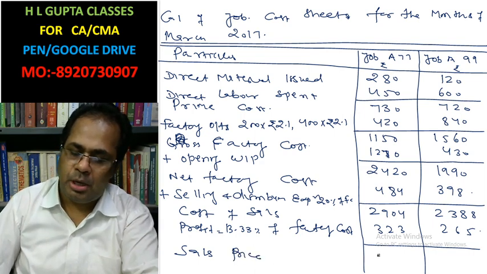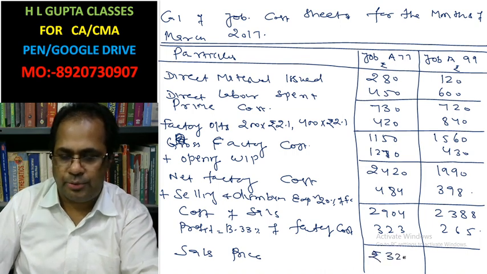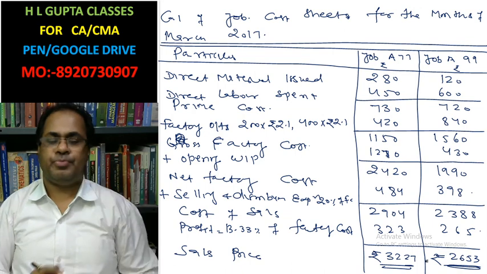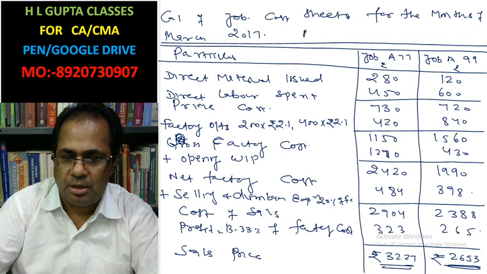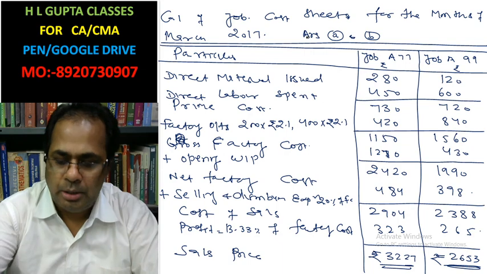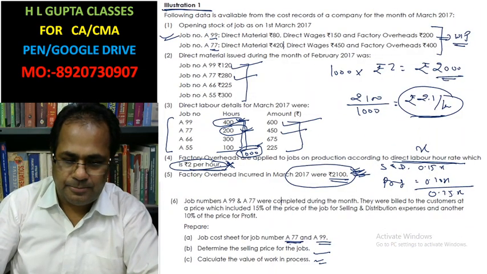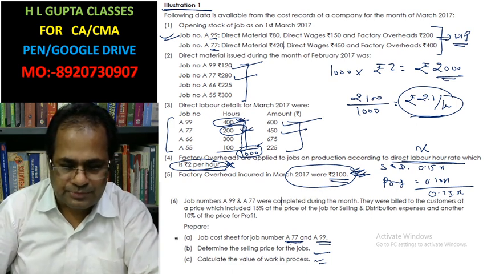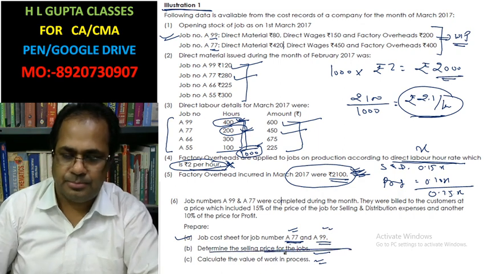Sales price is now rupees 3227 and rupees 2653. So this is the answer of A part and B part. In the A part and B part, you had to calculate job cost sheets for A77 and A99 and determine the selling price.